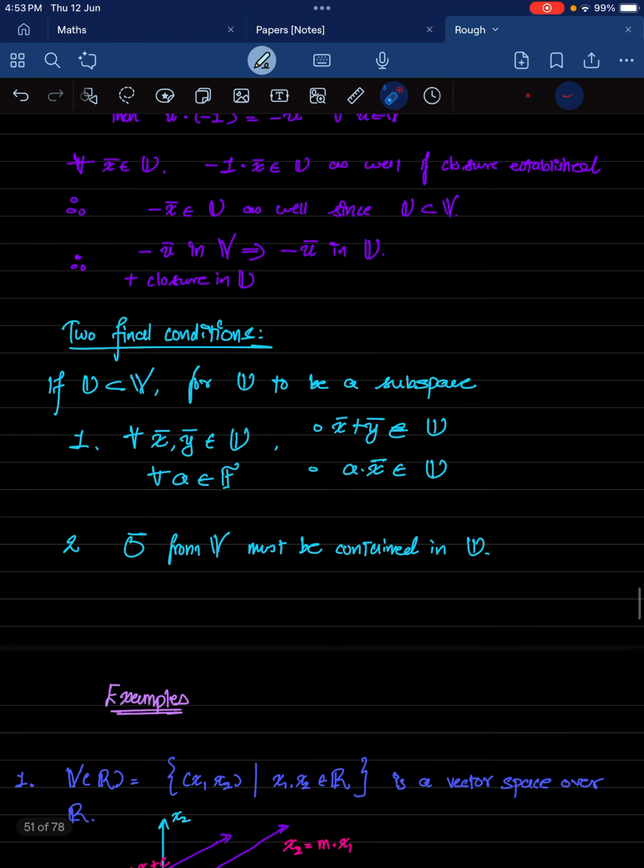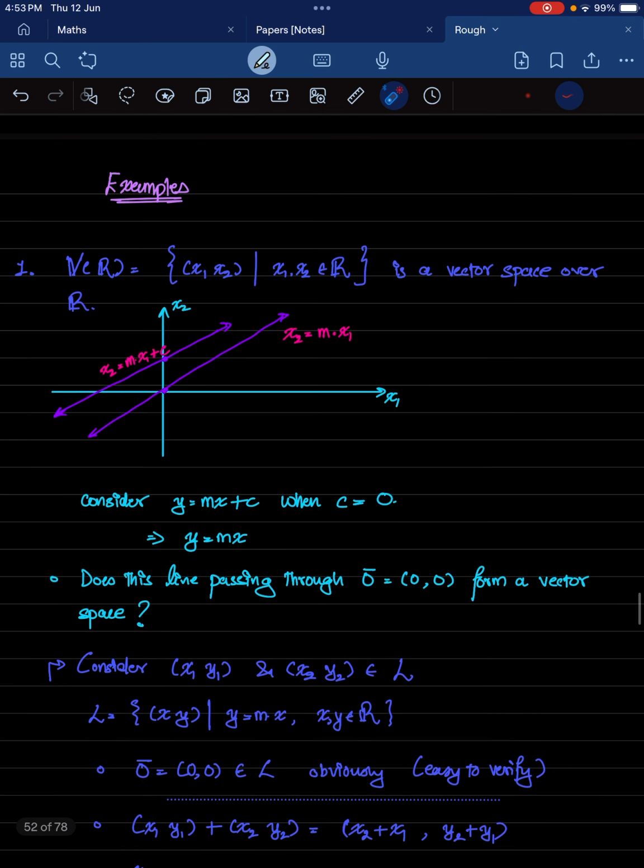And eventually we understood that any subset U of a vector space V would only be called a subspace if it's closed under addition and scalar multiplication, and if the additive identity, that is the zero vector from V, is contained in U. And now we'll be looking at some examples.